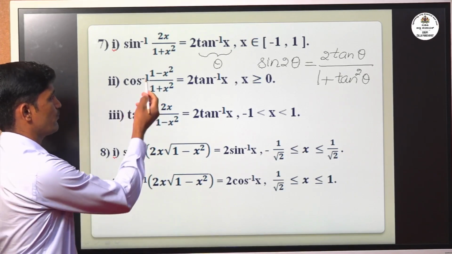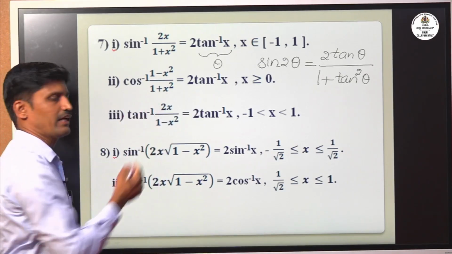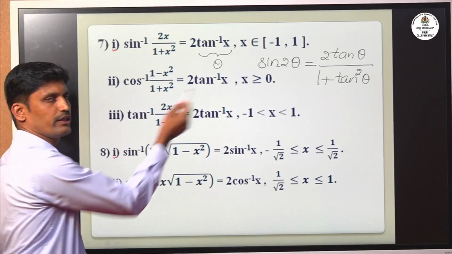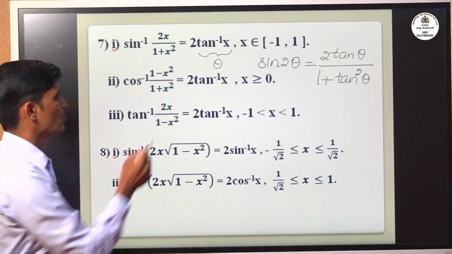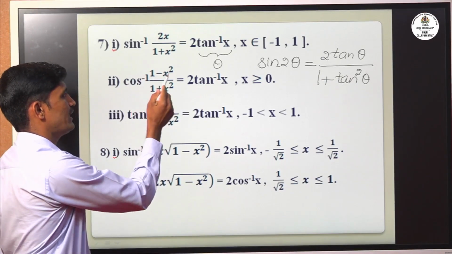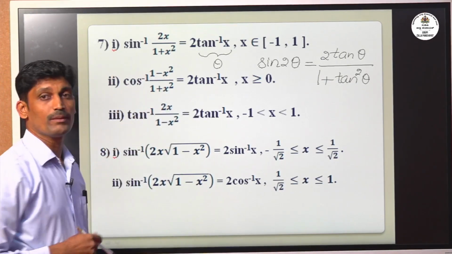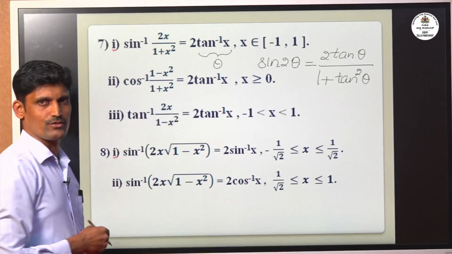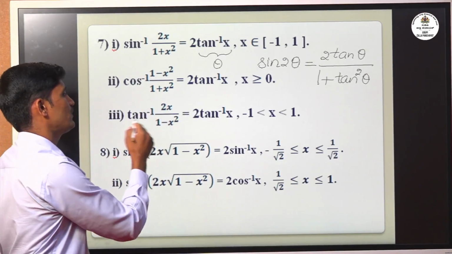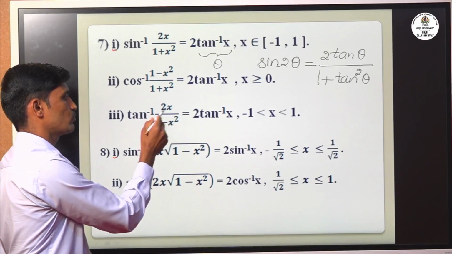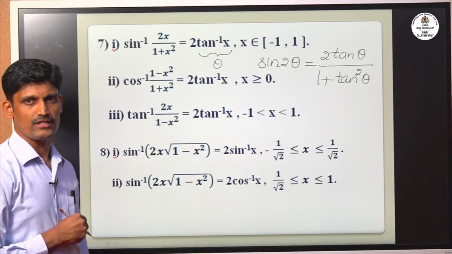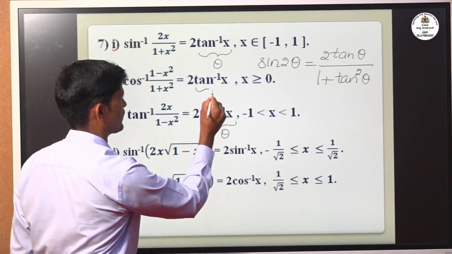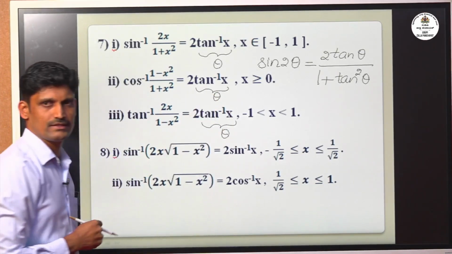Then cos inverse of 1 minus x square by 1 plus x square equals 2 tan inverse x, which can be easily remembered if you remember the cos 2 theta formula in terms of tan. Cos 2 theta is equal to 1 minus tan square theta divided by 1 plus tan square theta. Using that formula, one can remember this formula. This is a tan 2 theta formula. Tan 2 theta equals 2 tan theta divided by 1 minus tan square theta, by defining this tan inverse x as theta.